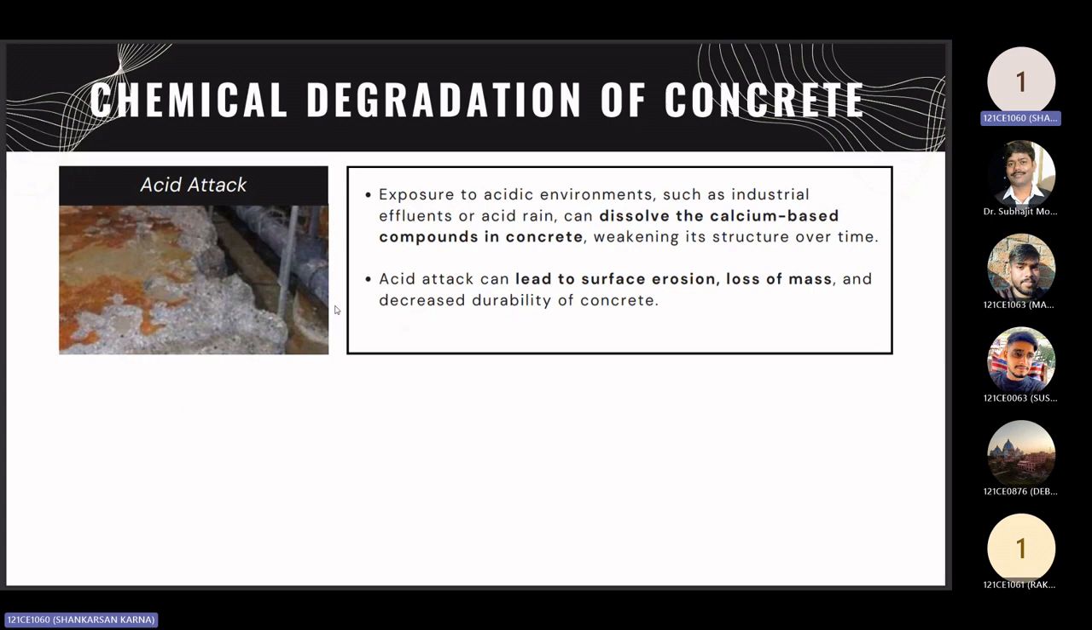So the next one is acid attack. Acid attack is basically when chemical acids react with the concrete and remove the upper layer of the concrete, causing surface erosion and loss of mass. This also decreases the durability of the concrete in the long run.